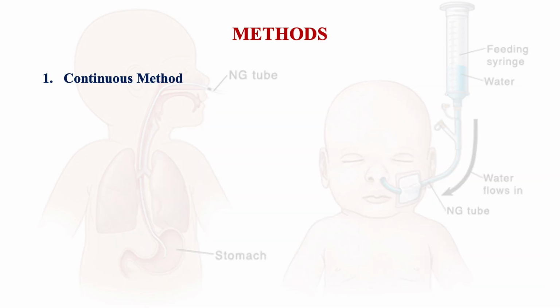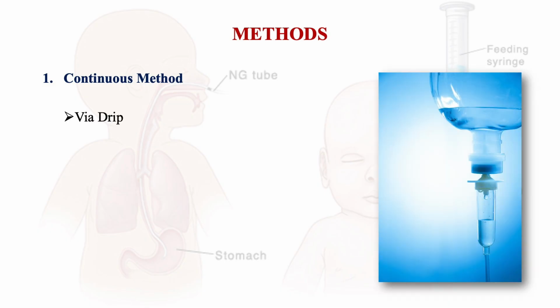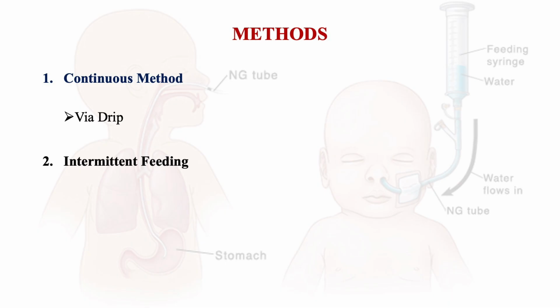The methods of feeding. Feeds can be delivered by either of these two methods. The first method is the continuous method, that is giving feed via drip, and the second method is intermittent feeding, that is giving feed via syringe or in the form of a bolus.